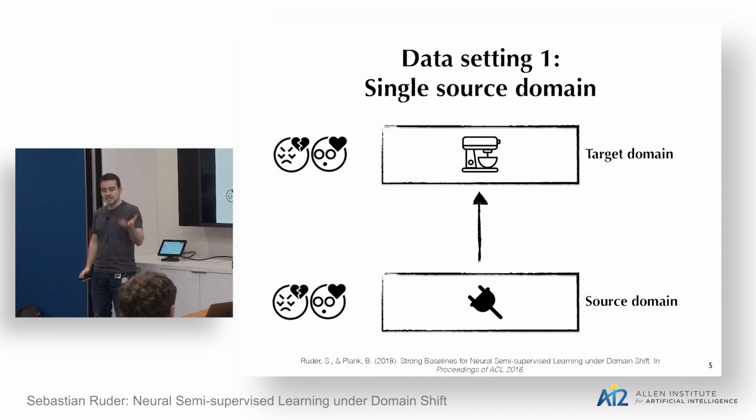And the setting I'm going to be looking at here is that we have one source task and one source domain. So here for a classic data set, we would have for sentiment analysis a product review domain consisting of electronic reviews, and we would try to train a model that can adapt or generalize to a different target domain like kitchen reviews, but again of the same task in this case.